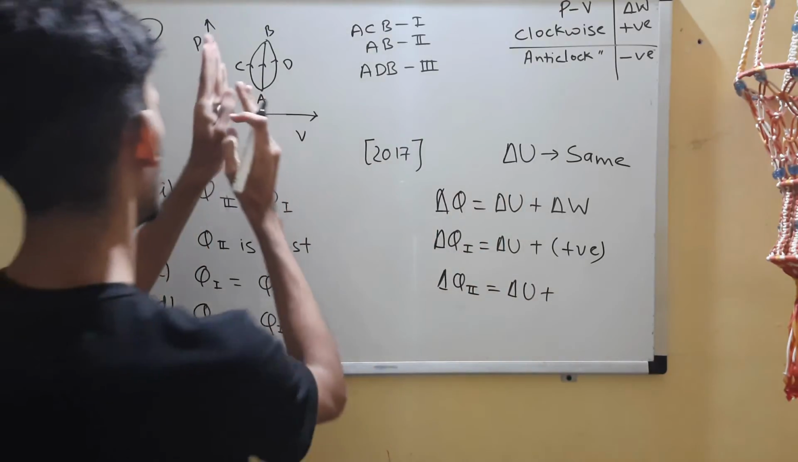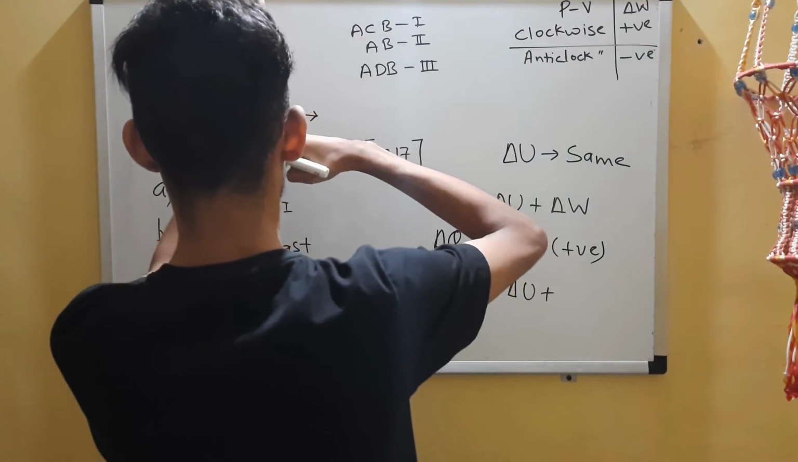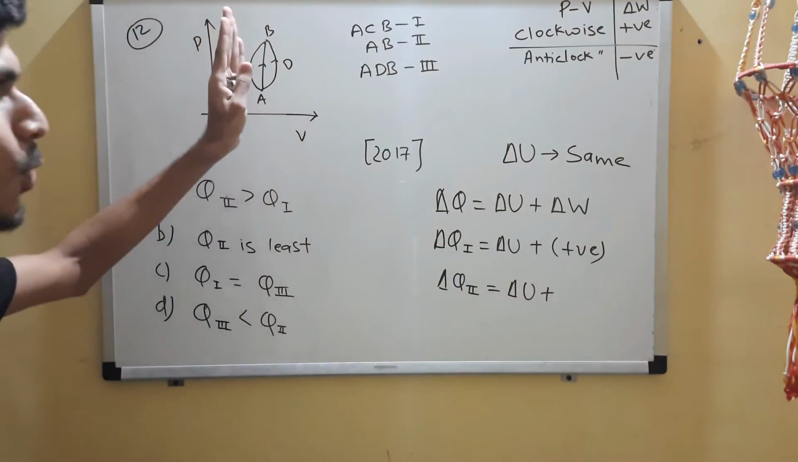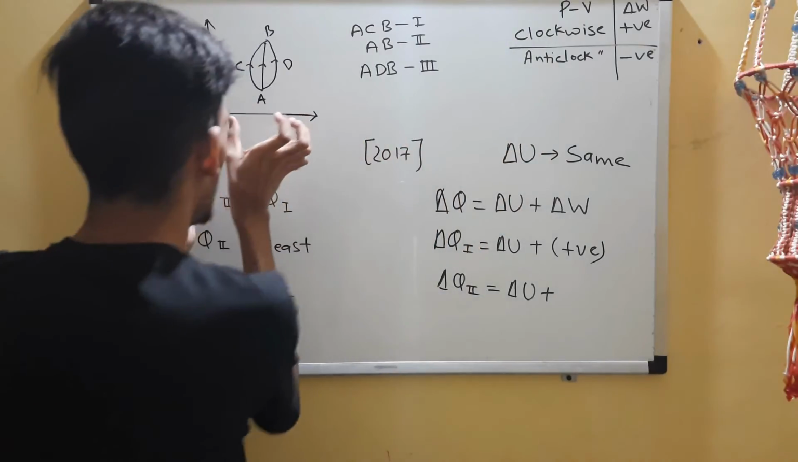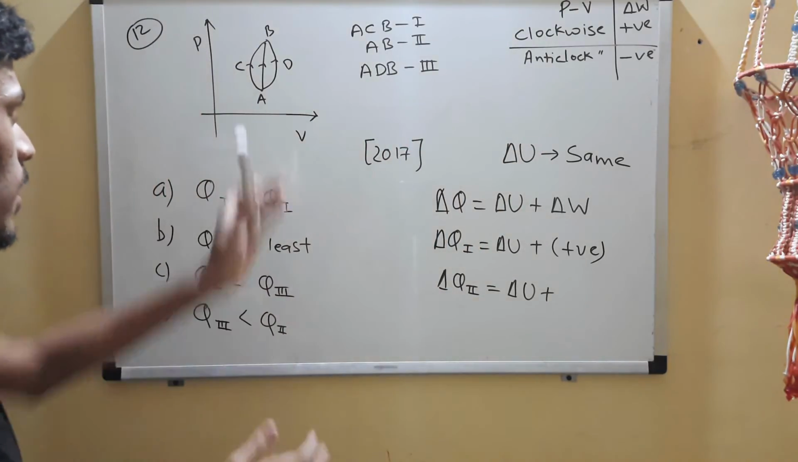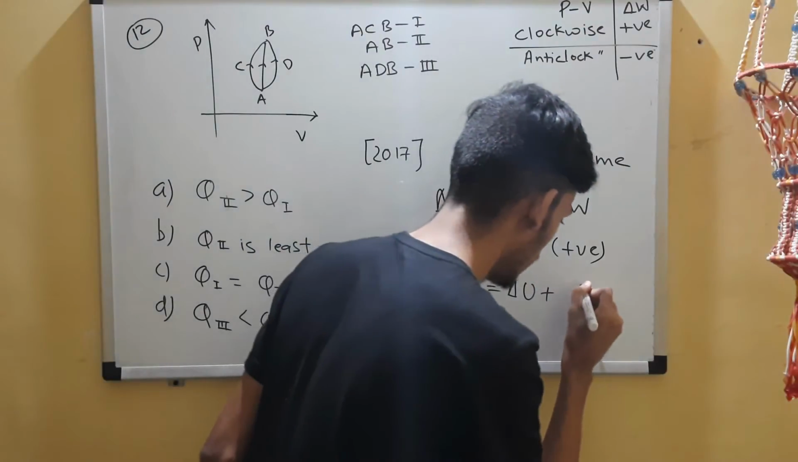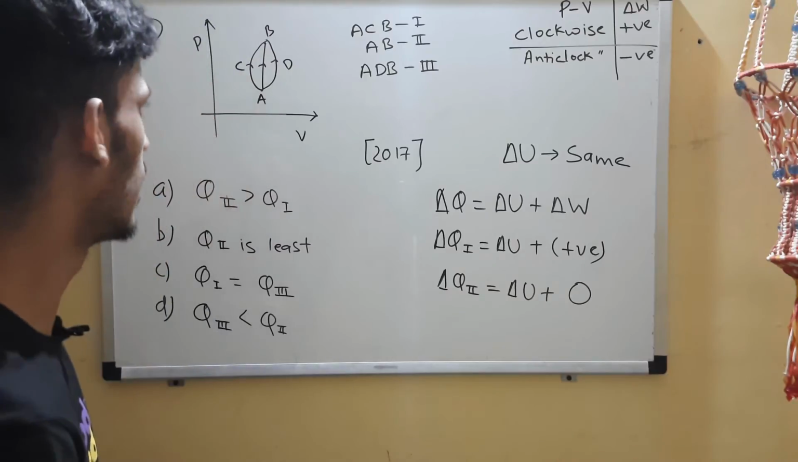In this case, you can see it is perpendicular to the x-axis. Basically there is no change in volume. Work is defined as P delta V, right? So if there is no change in the volume, then there will be no work. So the work done in the second process is 0.